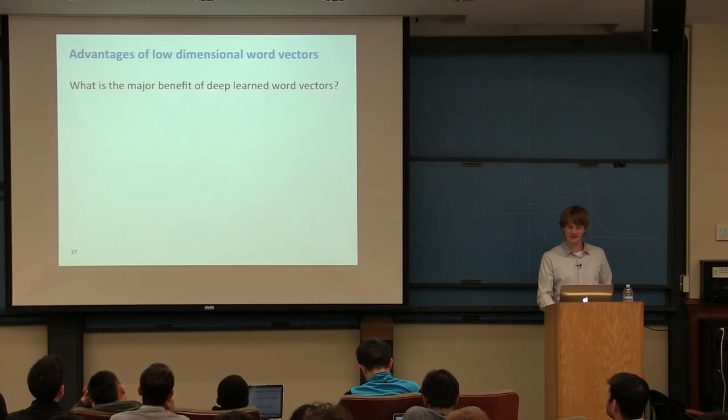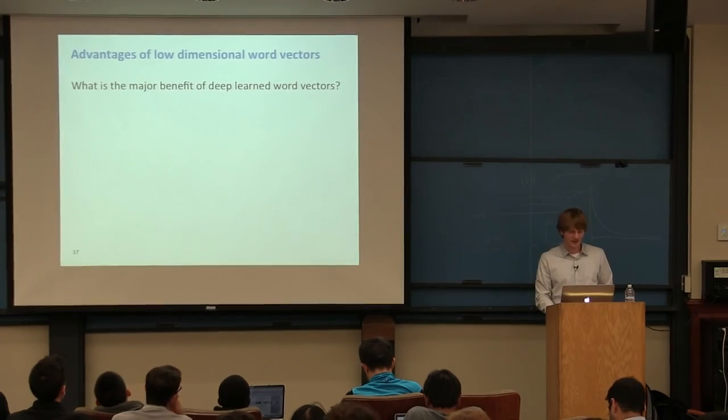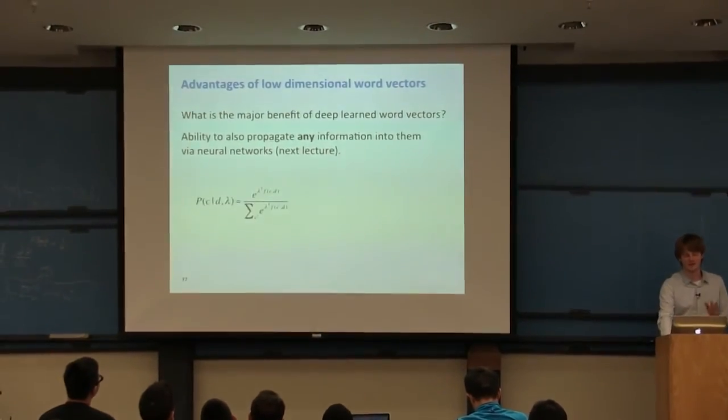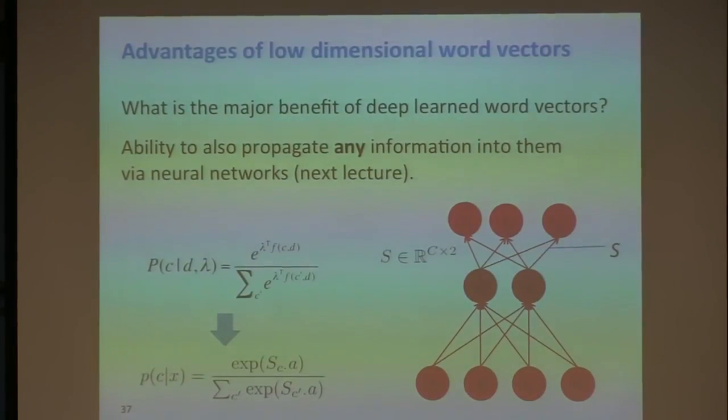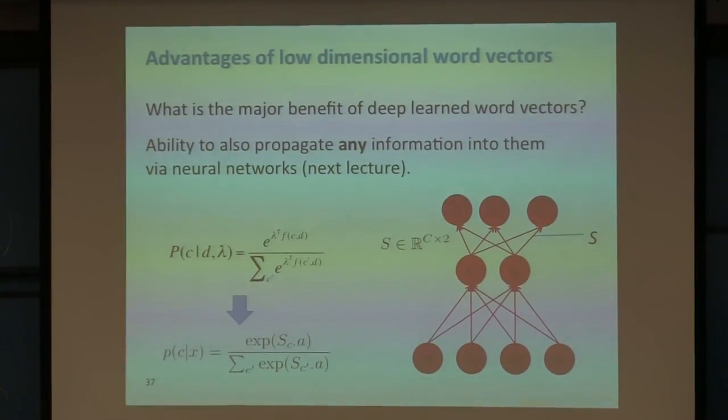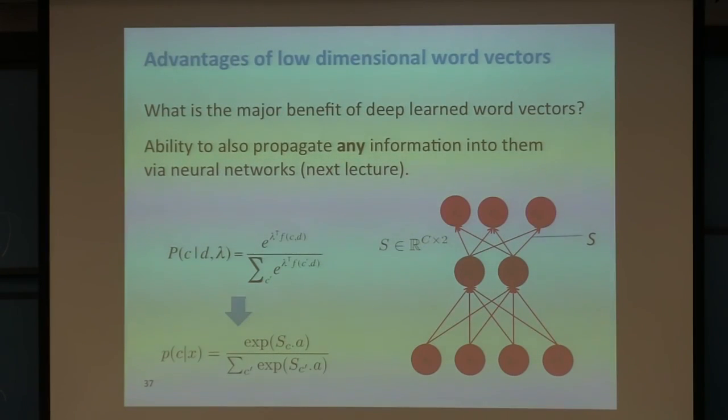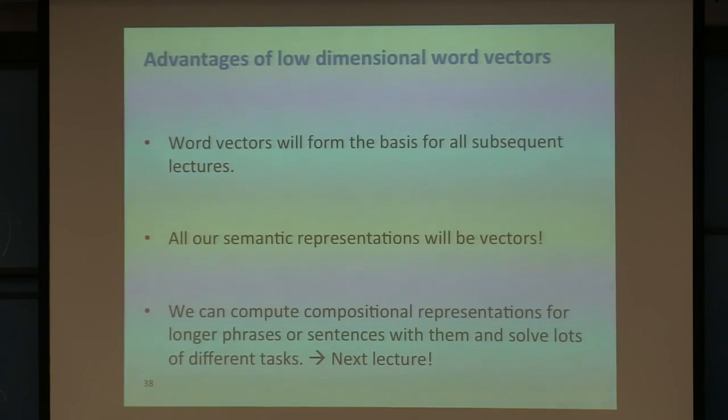But all right, so basically to wrap up the class, we have here major advantages of these low-dimensional word vectors. In the next lecture, we'll be able to show you that we can now take these word vectors, initialize other models with them, and solve a lot of different problems. They'll be the basis for all the subsequent lectures and models. So if you did struggle with some of the equations we went through, definitely go through that and try to get up to speed. We can eventually compute from those compositional representations for longer phrases and sentences and solve a lot of interesting problems. Thanks.